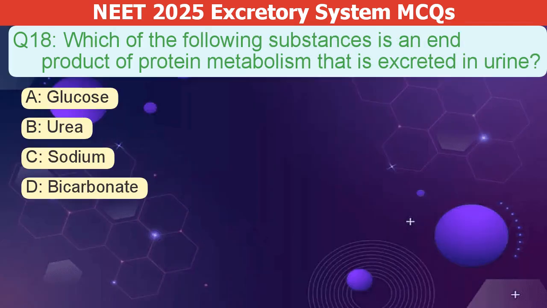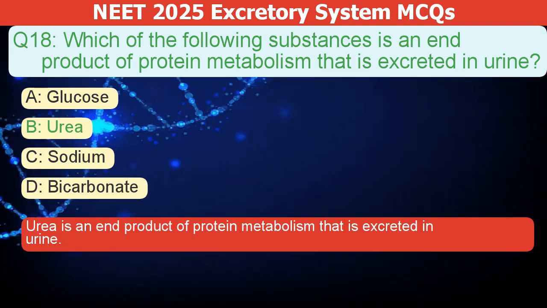Which of the following substances is an end product of protein metabolism excreted in urine? A. Glucose. B. Urea. C. Sodium. D. Bicarbonate. The correct answer is B. Urea is an end product of protein metabolism that is excreted in urine.